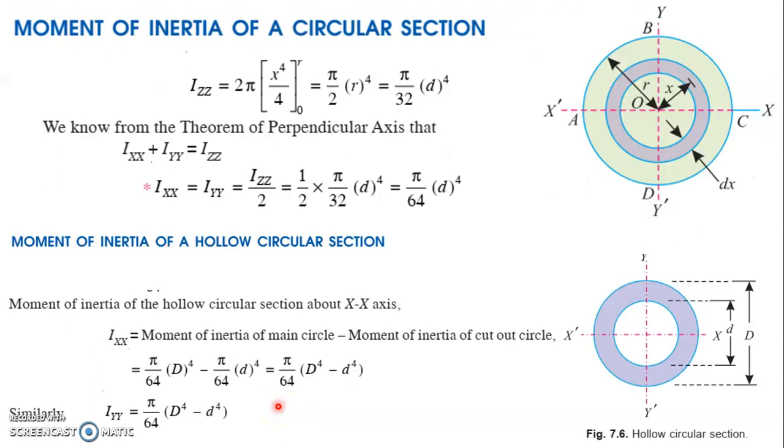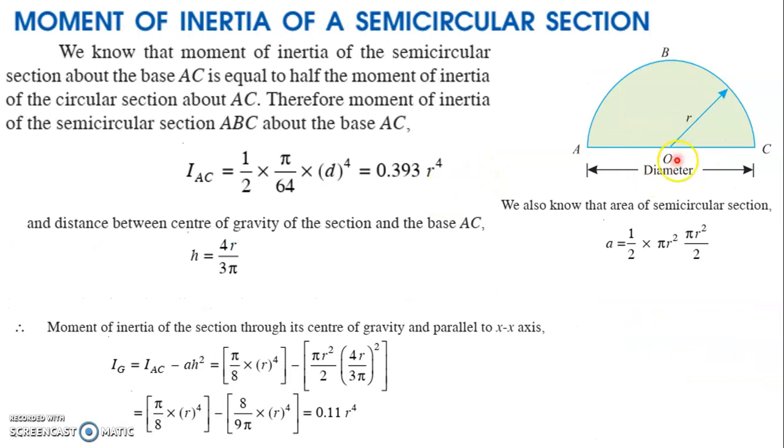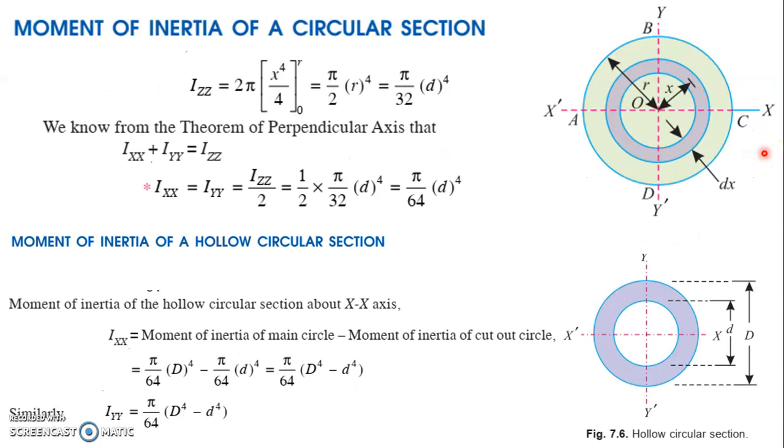And if we are taking the semicircle, the initial equation is pi by 64 d raised to 4. Its half will be the moment of inertia of the semicircle about the base, because we have taken the axis at AC, which is already at the center. While we are taking the semicircle, it will be the base of the semicircle. So we have derived the equation pi by 64 d raised to 4 with respect to the axis AC.